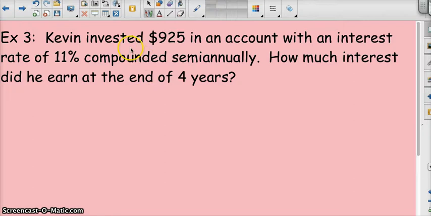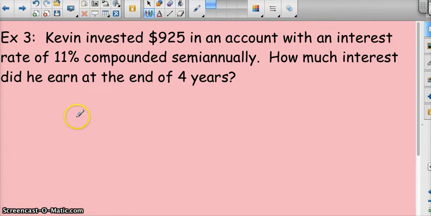Let's talk. It says Kevin invested $925 in an account with an interest rate of 11%, compounded semi-annually. How much interest did he earn at the end of 4 years? There's a little trick here, but I'm going to lead you through this and see if you can figure out where the little mistake happened.